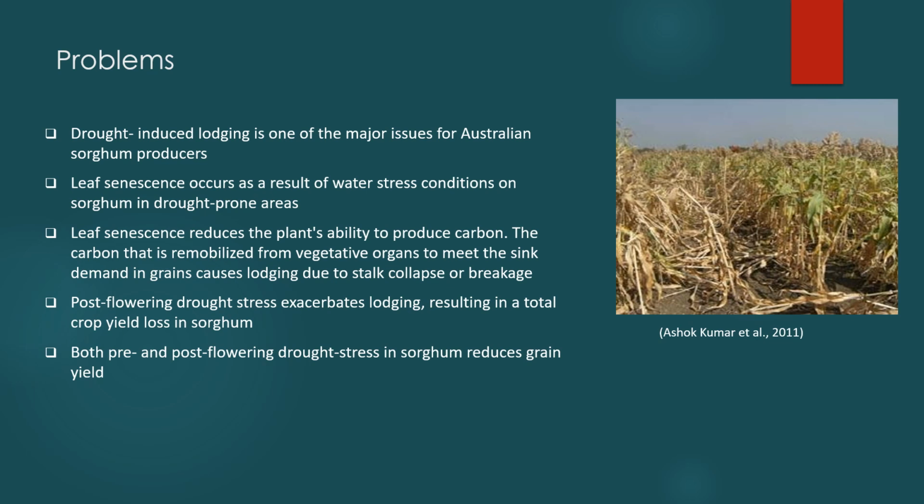In response to this lack of carbon production, the sorghum plant robs carbon from the stalk and leaves to support carbon accumulation in the grain. This can result in lodging due to stalk collapse or breakage. Since the introduction of hybrid cultivars in the early 1960s, drought-induced lodging has remained one of the major issues for Australian sorghum producers. Despite the consistent prioritization of hybrid traits by plant breeders, drought stress in sorghum has been characterized at both pre-flowering and post-flowering stages, resulting in a drastic reduction in grain yield. In the case of post-flowering drought, lodging further aggravates the problem, resulting in total loss of crop yield.